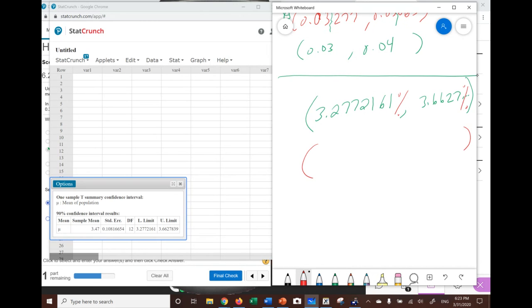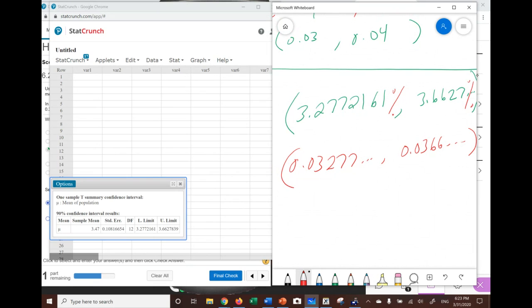Or we can put this as a decimal, as 0.03277 and 0.0366 and so on. So if they want us to round this answer as a percent to 2 places, let me write it in blue, it's going to be 3.28%, and this will be 3.66%. Now, if they want us to round this one, this is going to be 0.03, and this is going to be 0.04.